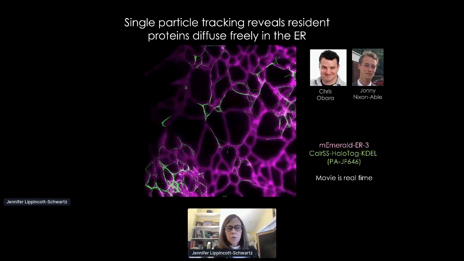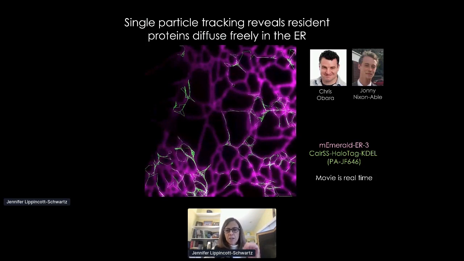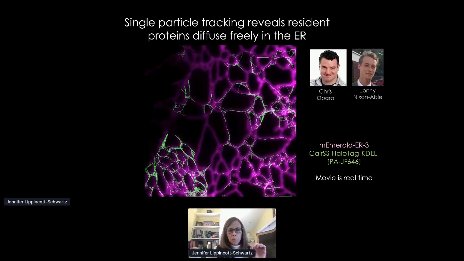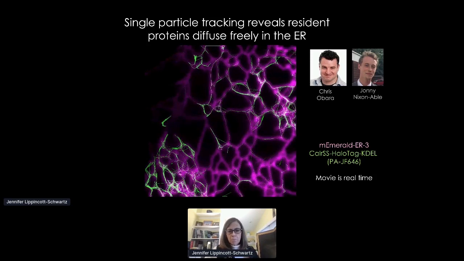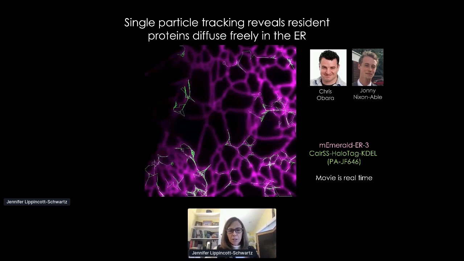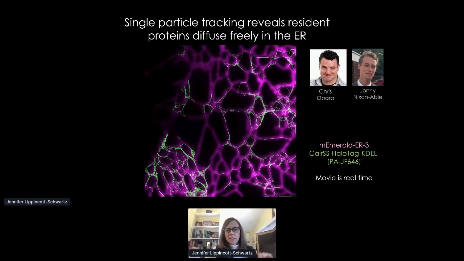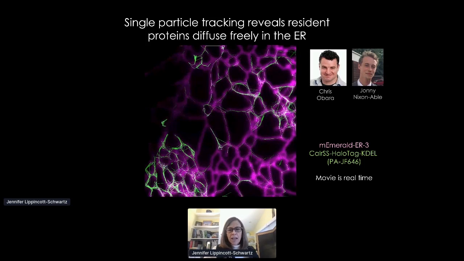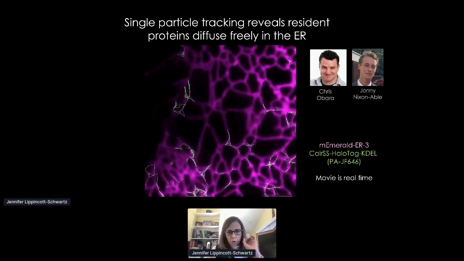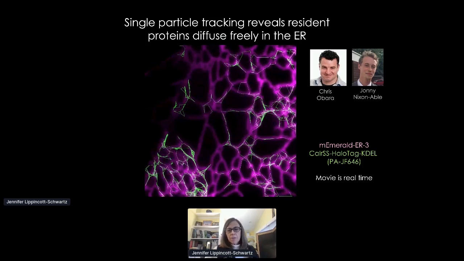What's key for this to work is having a bright photoconvertible probe to allow the tracking of the individual molecules. In this case, what you're looking at is a calreticulin molecule, which diffuses freely within the lumen of the ER. And it's tagged with a Halo tag that we can then switch on with a very bright photoactivatable Janelia dye.